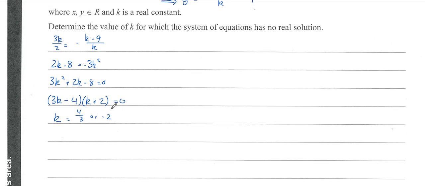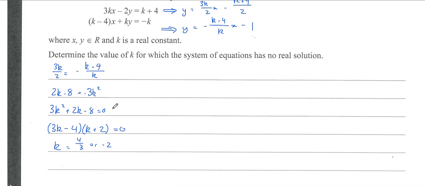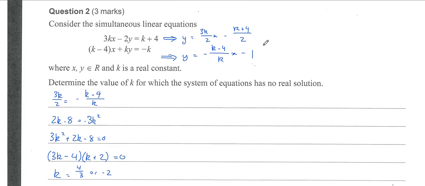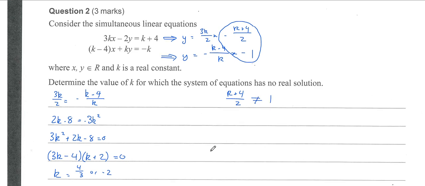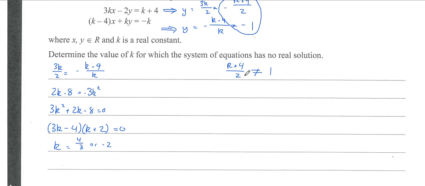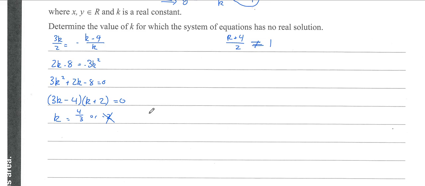However, we can't just leave that as our answer because we need to check whether these values of k make these two the same. So k plus 4 on 2 cannot equal 1. As we substitute negative 2 into here, we'll get negative 2 plus 4, which is 2. 2 on 2 is equal to 1. Therefore, negative 2 is not a solution because that's when they will be the exact same graph and they'll have infinite solutions. So therefore, k equals 4 on 3 is the only solution.